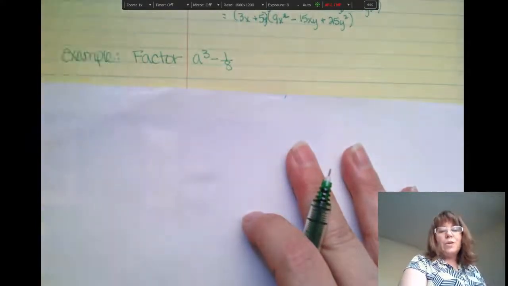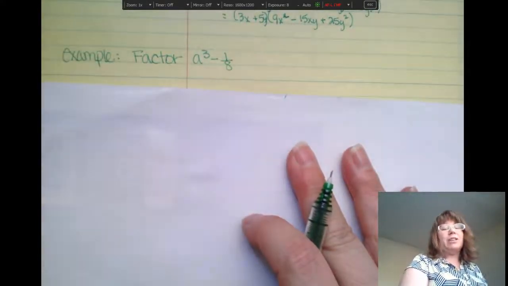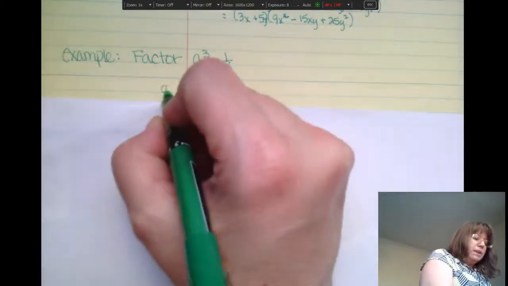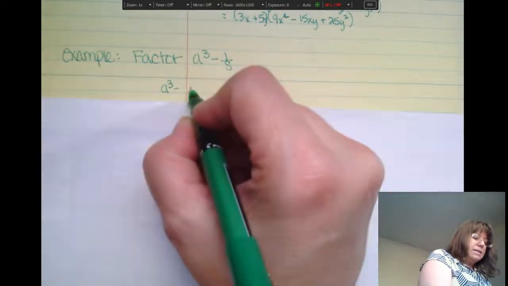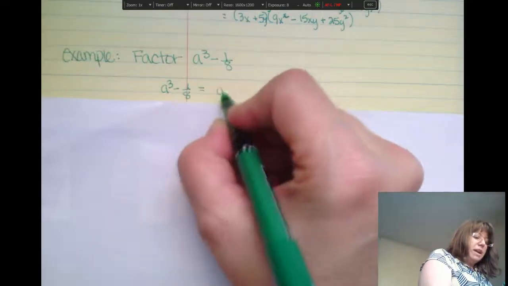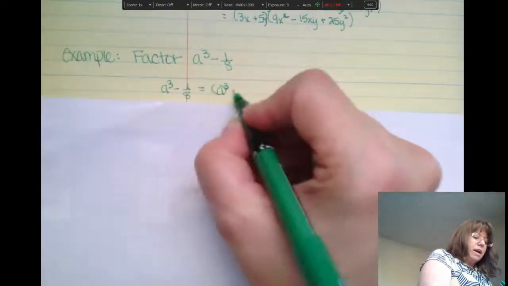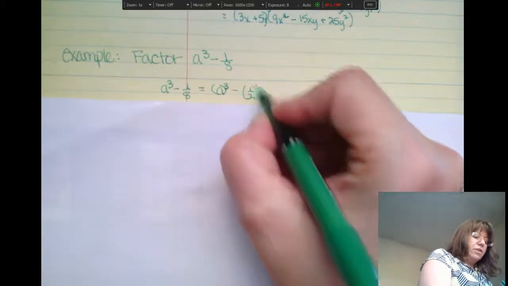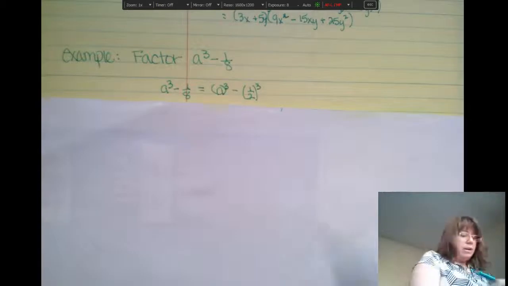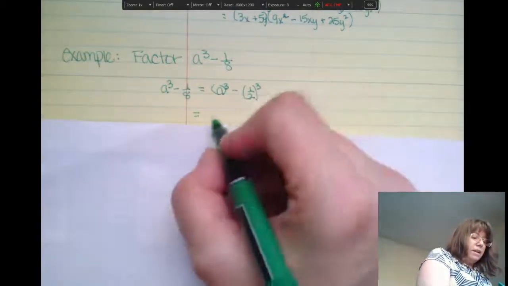Yes, I know, I had to throw in an example with a fraction. And I know y'all hate fractions. But let's look at this fraction. It's quite simple. That 1 over 8, well, that's 1/2 cubed. So I can rewrite a cubed minus 1 over 8 as a cubed minus 1/2 cubed. Now I have my two numbers to work with.